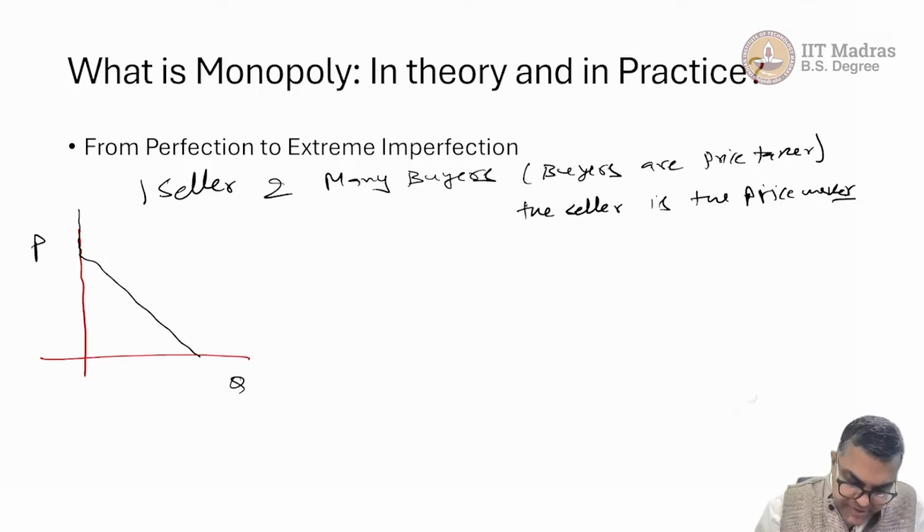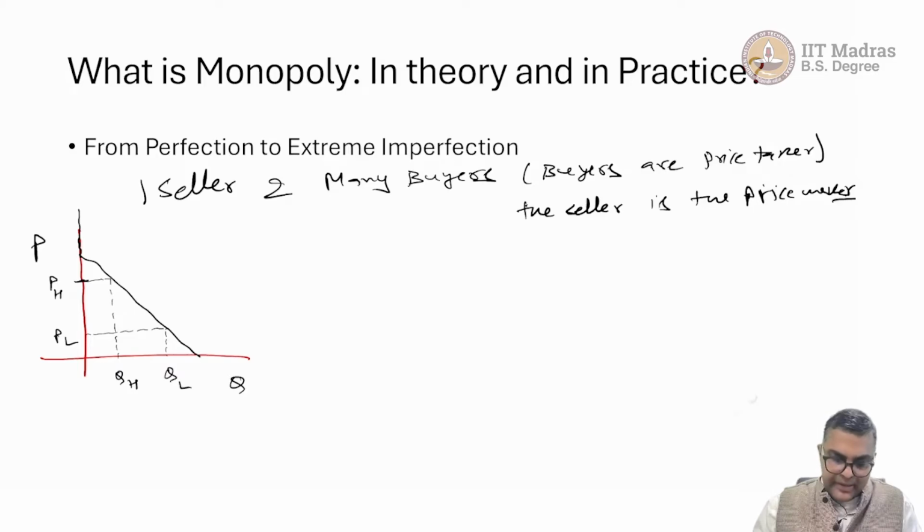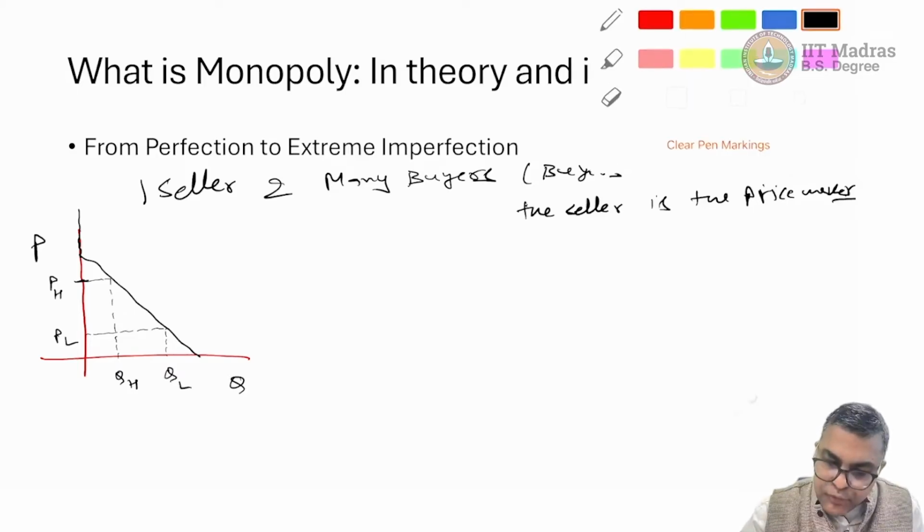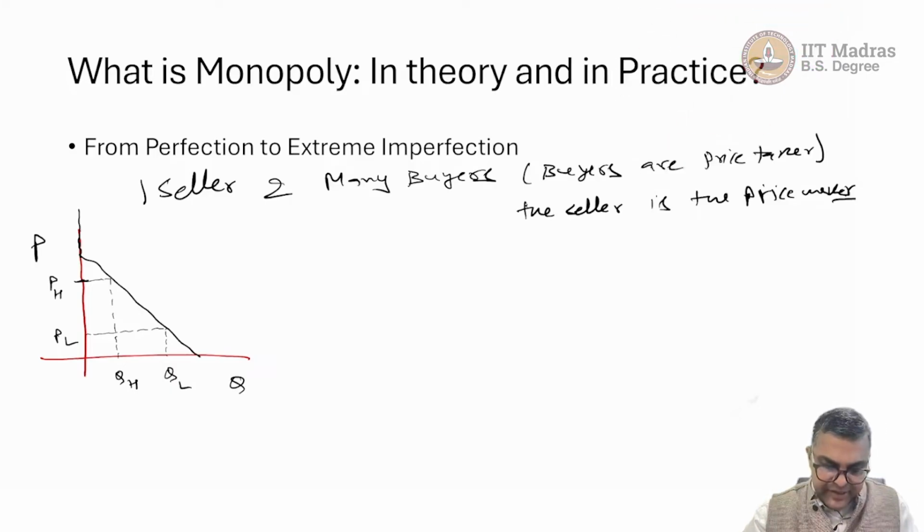So, if the monopolist puts a very high price, let us say here PH, the quantity demanded is going to be QH. And if it puts PL, then the quantity demanded is going to be QL. And so, we can see, of course, this monopolist would be doing profit maximization. Just look at it, when it has price as PH and it sells QH, this is the total revenue that it should be getting.